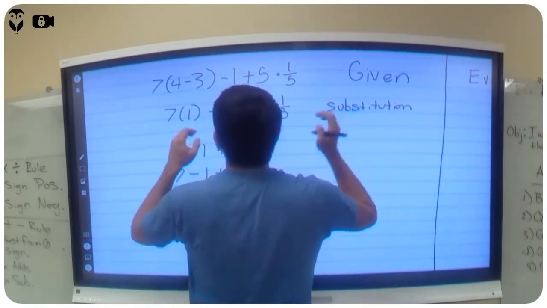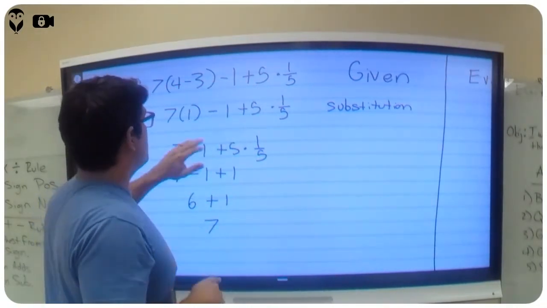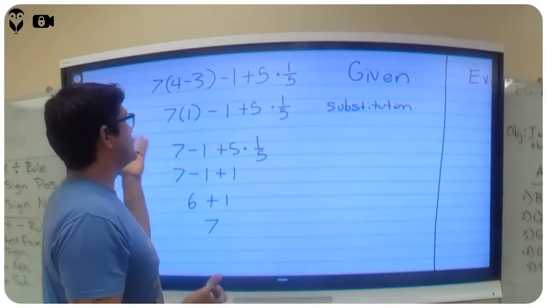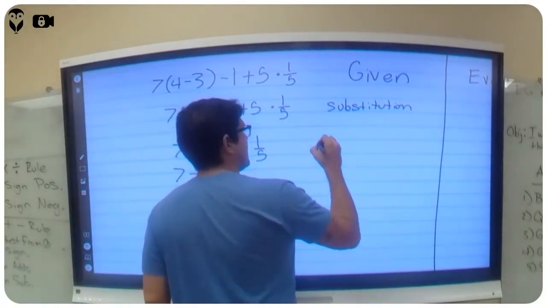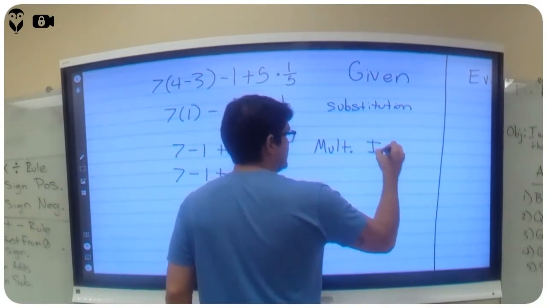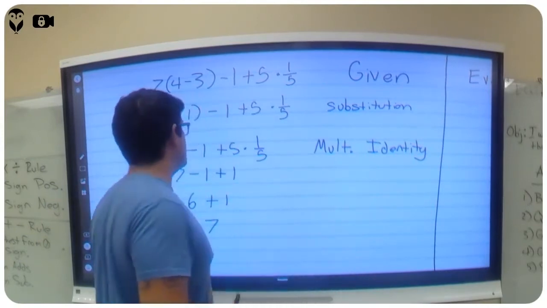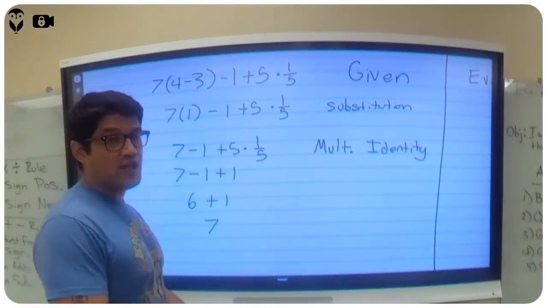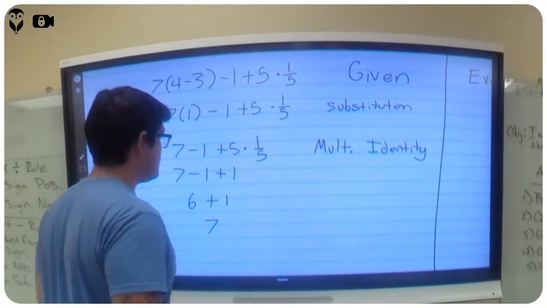Okay, I substituted a 4 minus 3 for a 1. Now then I did 7 times 1, so it's just 7 times 1. So this is a multiplicative identity, is what I'm writing here. Because it didn't change its identity. Anything times 1 doesn't change its identity. It stays the same. So the multiplicative identity.